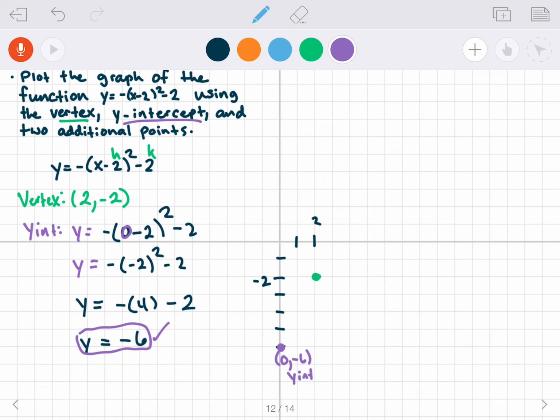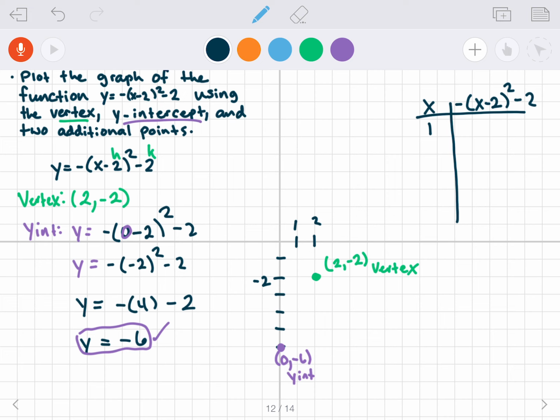This is my y-intercept. Again, my vertex was 2, -2. And now I can figure out some other points by using a little table. So I have my input, and my output is negative x minus 2 squared minus 2. If I look at my vertex, directly to the left of my vertex, or you could look to the right, it doesn't matter, but directly to the left is x equals 1, right? To the left of x equals 2 is x equals 1. So I'm going to see what the y value is when x equals 1.